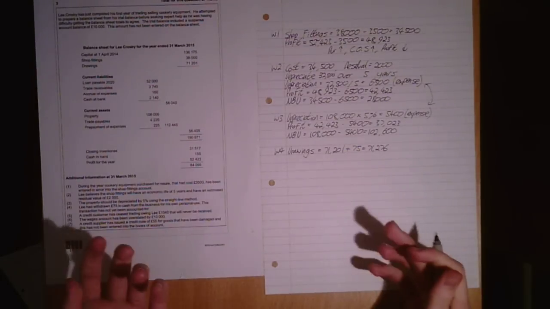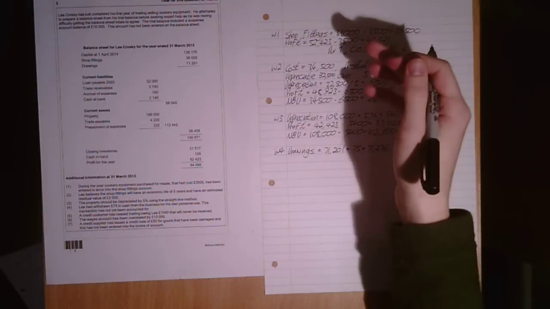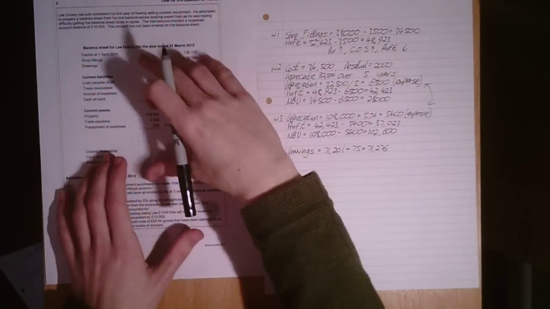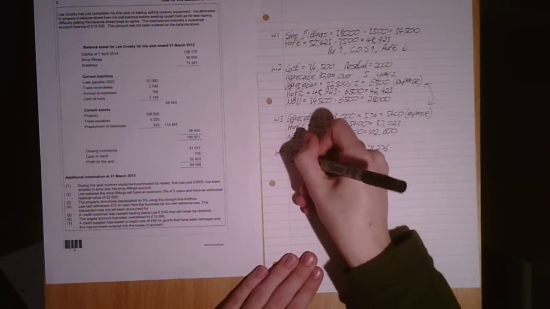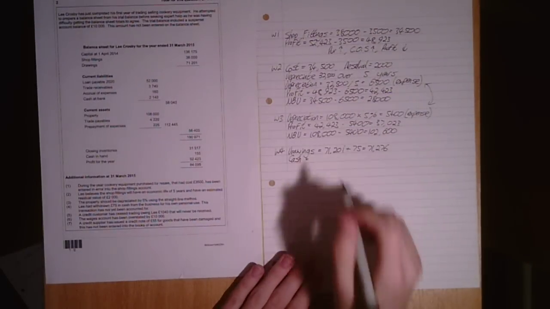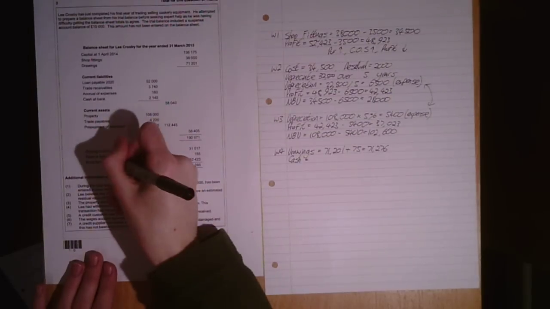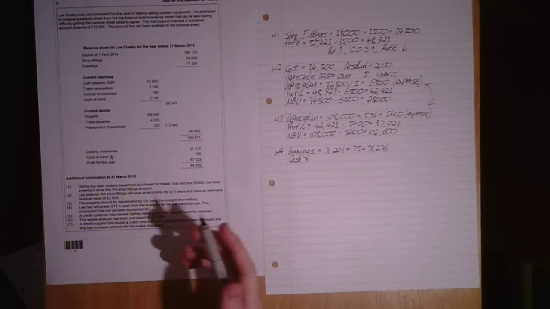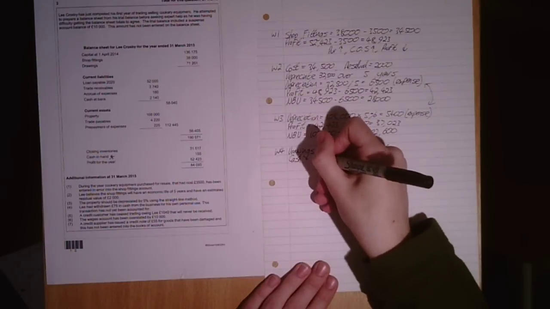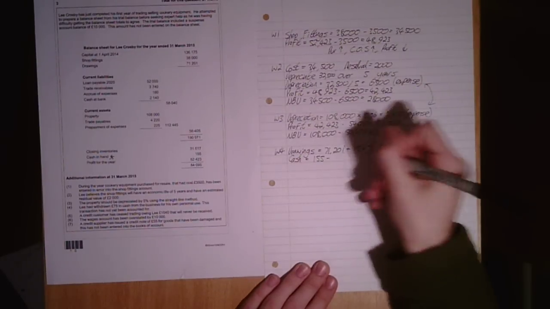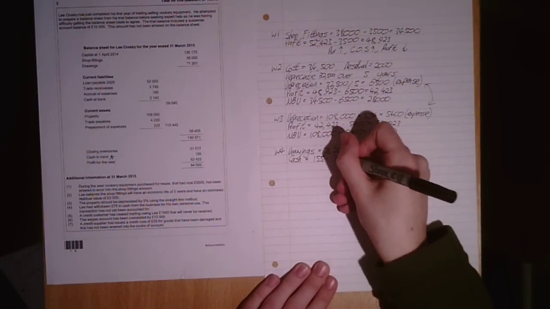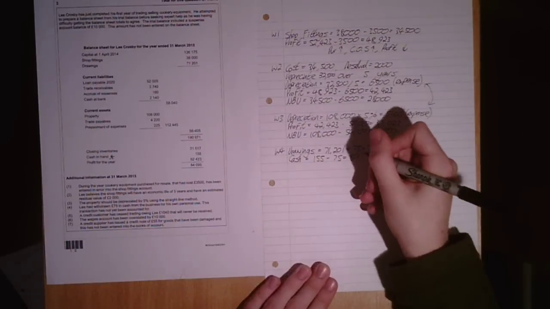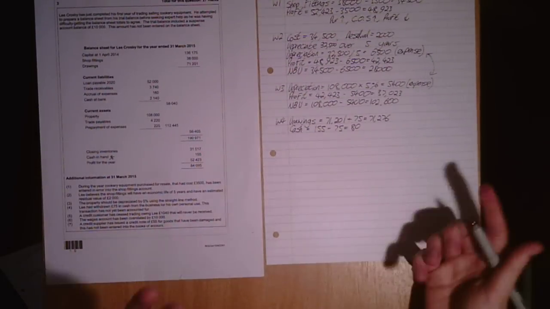So what's the opposite to this? Well, we've increased our drawings in the business, but the cash in the business has decreased, hasn't it? Because cash has left the business. So cash, not bank, cash in hand. This is the one. Lee has withdrawn £75 in cash, so take it as that. So 155 take away 75 equals 80. So that'll be a current asset, easy.